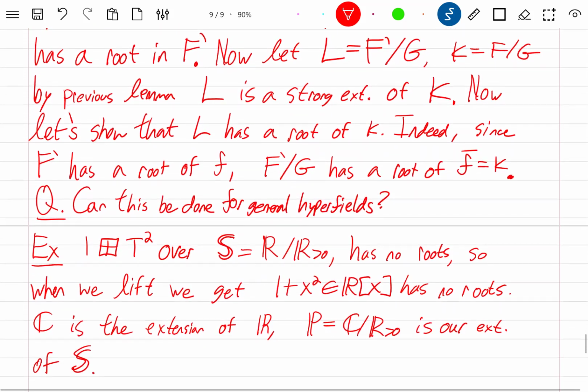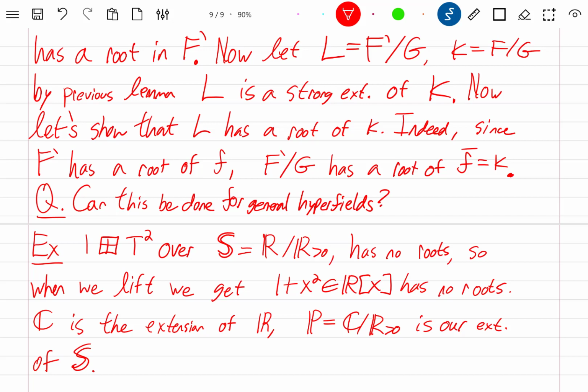And so that is the main construction and the first of the 2 theorems of this.